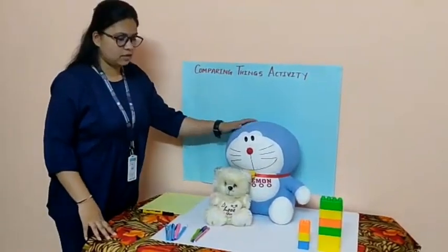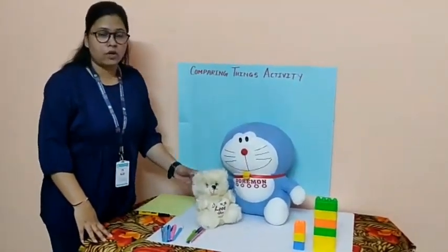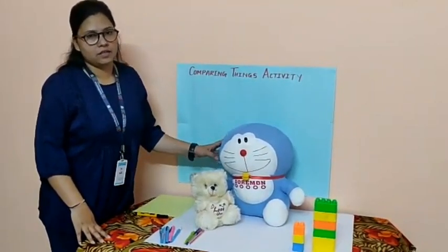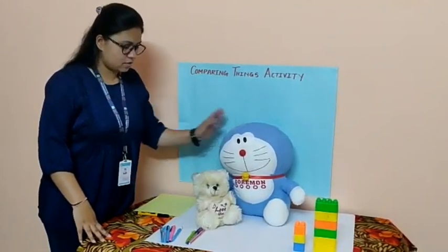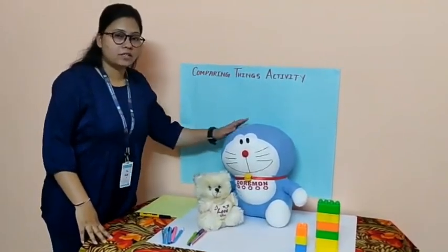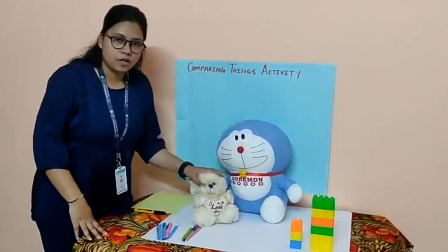For example, as you can see, there are two soft toys. Okay, Doraemon and this soft toy. What difference can you find in these two soft toys? Ma'am, Doraemon is big and the other soft toy is small. Yes, Doraemon is big and the other soft toy is small. So the first comparing thing we have learned is that one is big, another one is small.